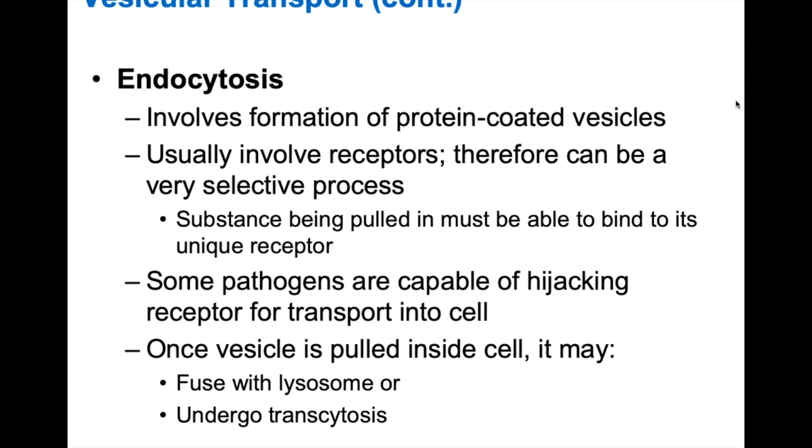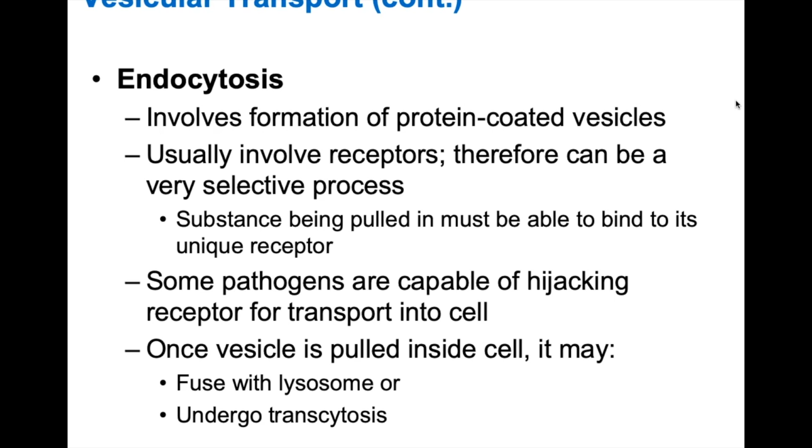So endocytosis again is into, so this involves the formation of a protein-coated vesicle. It's usually going to involve some sort of receptor and can be very selective because receptors are typically proteins, and they are very selective as to what can attach to them, kind of like a lock and key. So the substance that's being pulled in must be able to bind to the specific receptor in order to be brought in. Sometimes pathogens, which are things that can cause diseases like viruses, bacteria, stuff like that, can hijack those receptors. Like they can bind to them as well. Like they're mimicking our shapes. So then their lock and key mechanism fits together with ours. And that's how we can get viruses and bacteria into our cells.